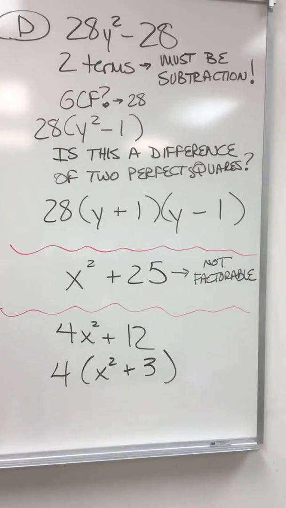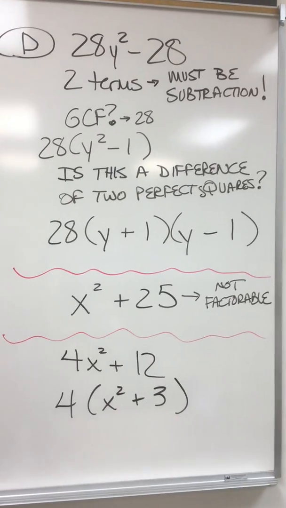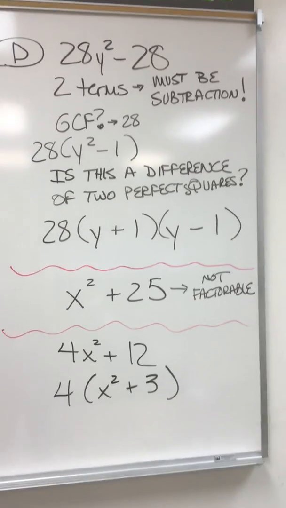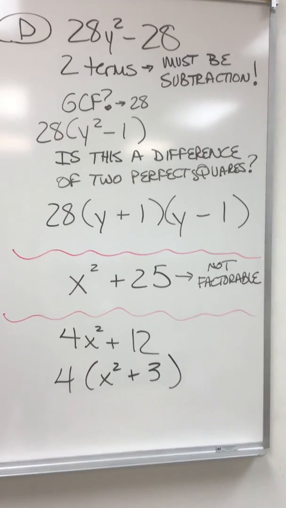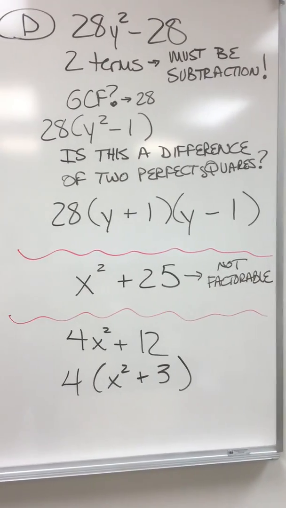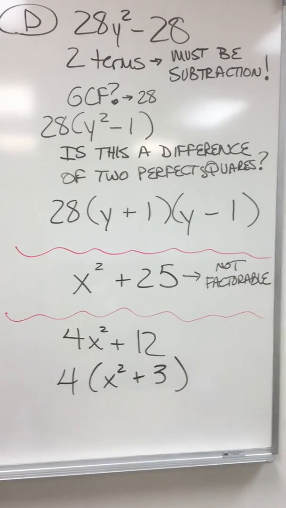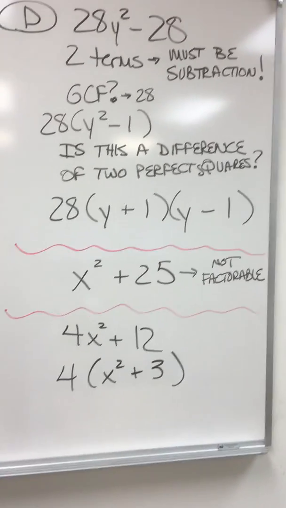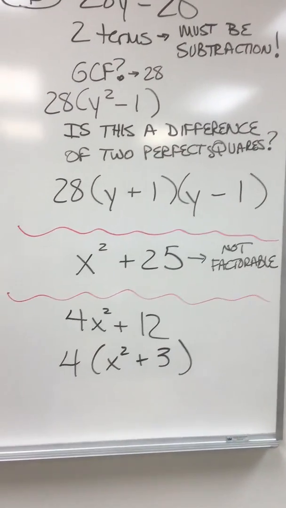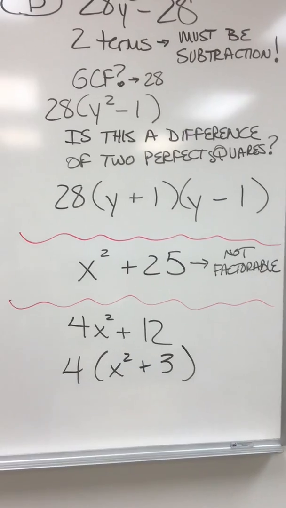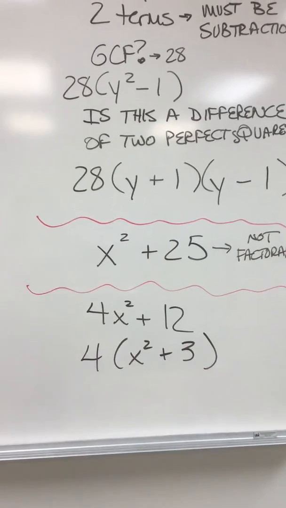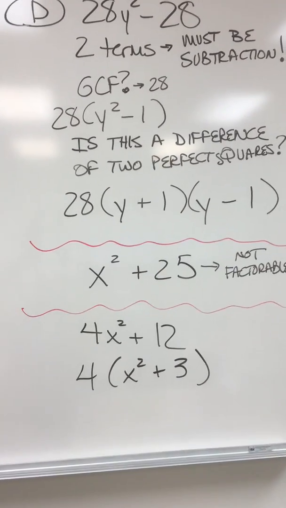You might also see 2 terms that are not factorable. If there's a plus in the middle, this x squared plus 25, that's not factorable, okay? There's no greatest common factor I can take out of there. And unless it was a minus, even though x squared and 25 are both perfect squares, I can't factor it. So that is not factorable. This last example has a plus, okay? But it does have a greatest common factor, so I can at least factor out that 4, leaves me with x squared plus 3, and that is not factorable.